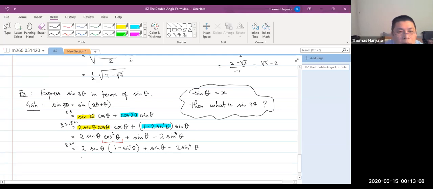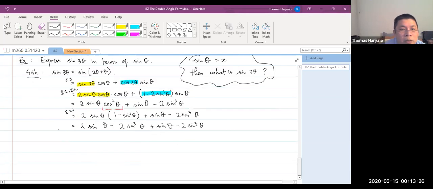Then I distribute: 2 sine theta minus 2 sine cubed theta plus sine theta minus 2 sine cubed theta. That will be 3 sine theta minus 4 sine cubed theta.